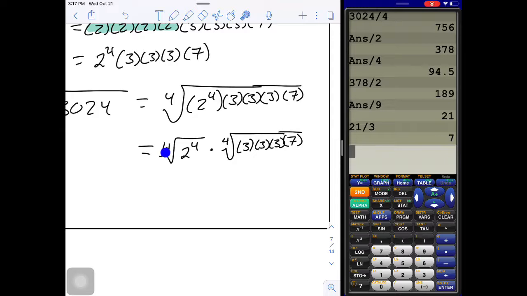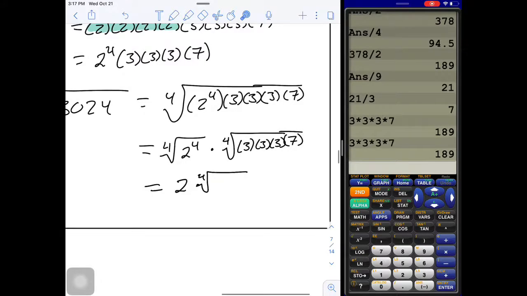Okay, and then from there, 4th root 2 to the power 4. Well, that cancels out and leaves you with 2. And then that'll be multiplying 3 times 3 times 3 times 7. Let's plug that in our calculator. So that's 189. So that's the simplest we can make this.